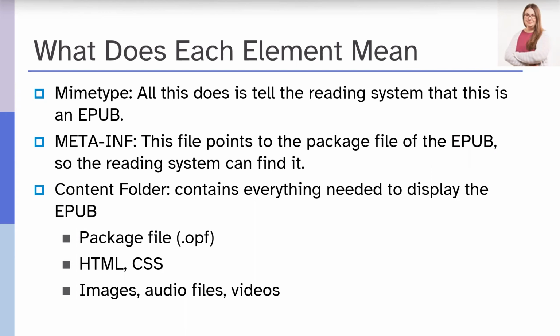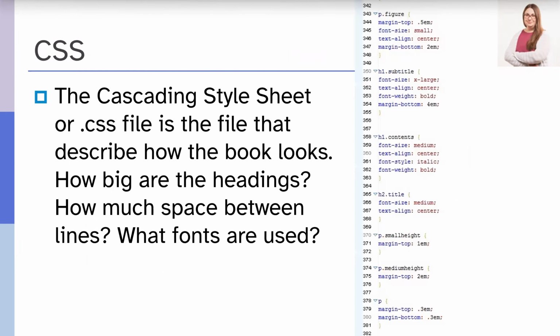And then finally, the content folder. This is the actual stuff that you're reading and you're seeing, right? So there's a package file in there, but more importantly, there's the HTML and the CSS. The HTML being like the basic code that gives you all the written content. The CSS being the design. And I'll tell you a little bit more about that in a second. And then of course, any images, any audio files, any videos, all of that content that's being put into your ebook. The CSS is also known as the cascading style sheet.